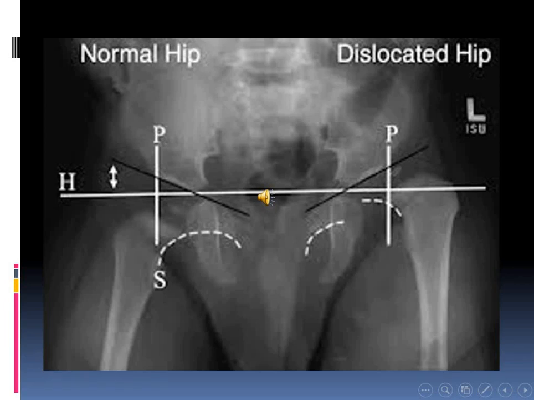This plain X-ray of the pelvis shows that there is an abnormality in the left hip joint. This is very clear because the Shenton line first is discontinuous, and because the epiphysis looks very small and lateral to the Perkin line. So you can compare between the left side, which is the abnormal, and the right side, which is the normal.